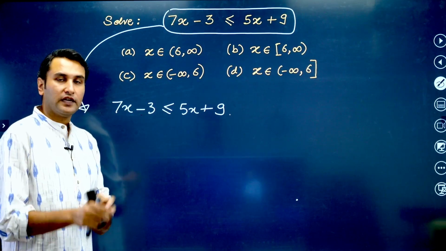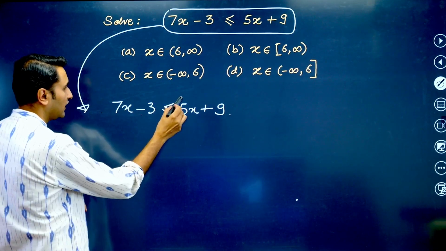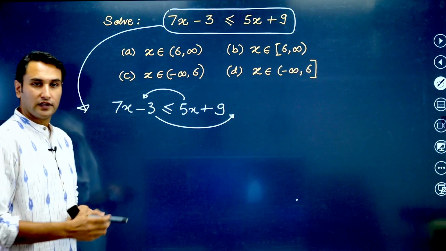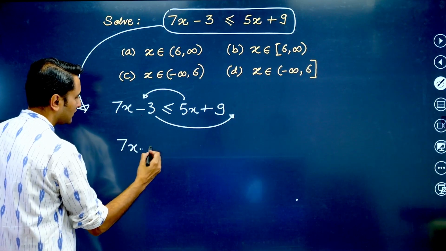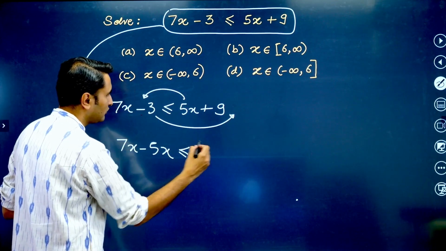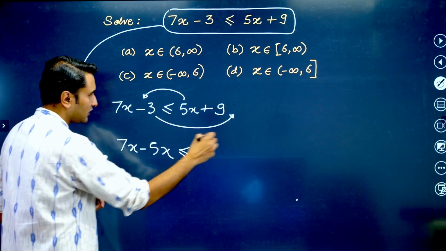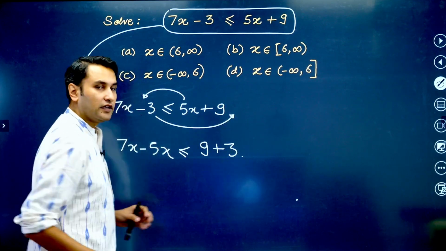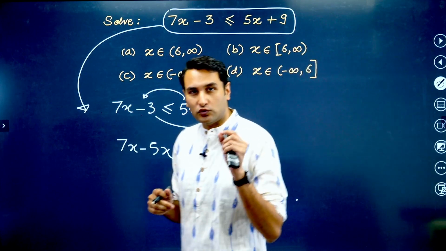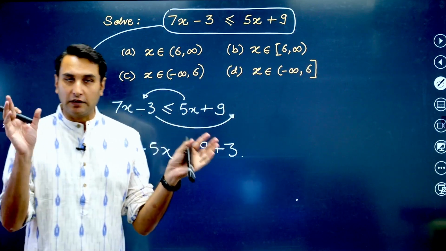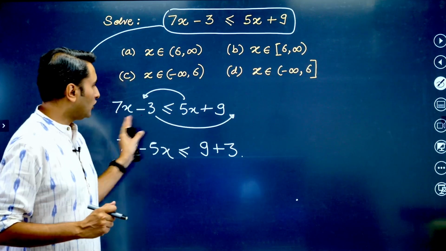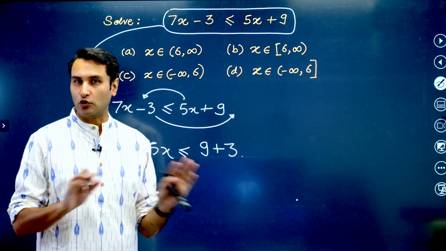When you have to solve for x, take all the x on one side. I'll take this 5x on this side and this minus 3 on the other side. What will happen? 7x, 5x comes on this side becomes minus 5x, less than equal to 9 was already there, 3 goes on the other side. Here the inequality does not change. If you remember from my previous class, inequality only changes when you multiply or divide both sides of the inequality by a negative number. I am not multiplying or dividing anything here, no problem.